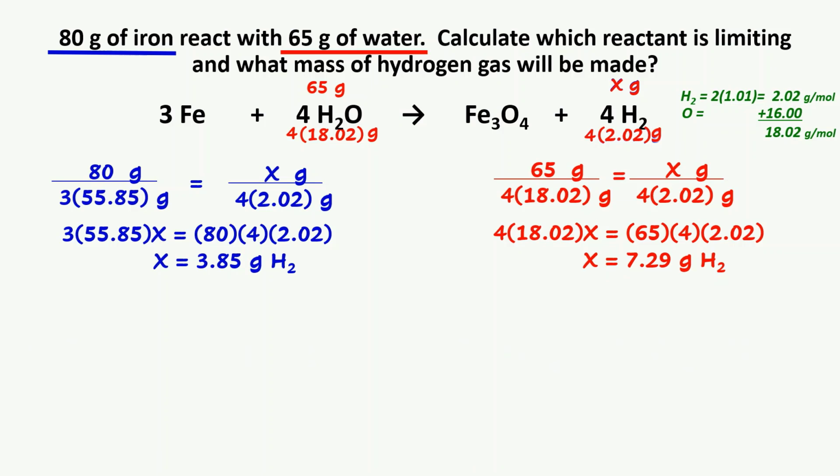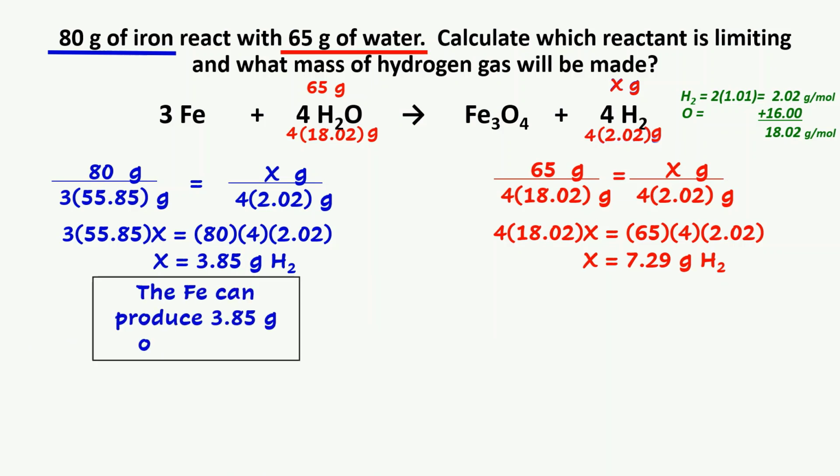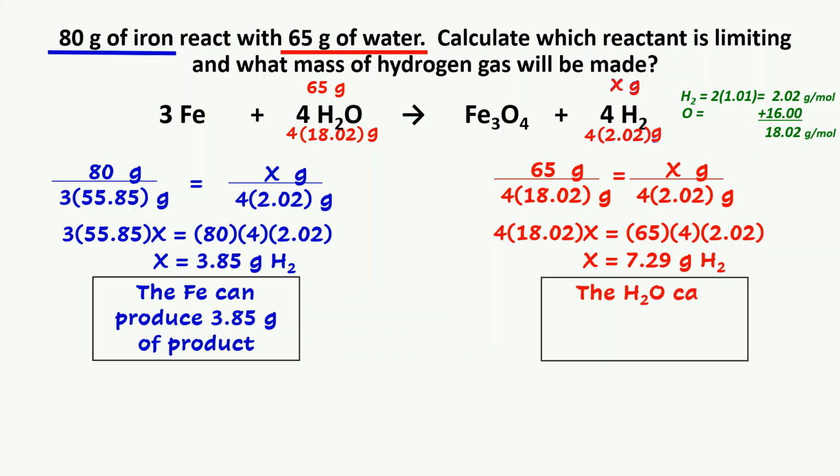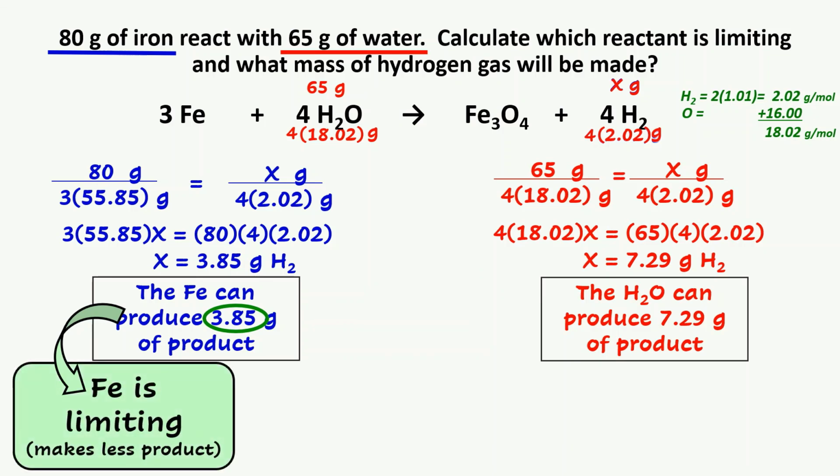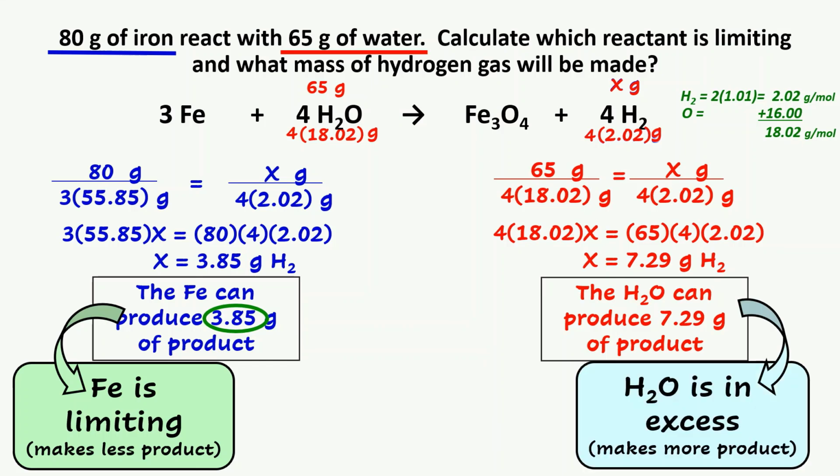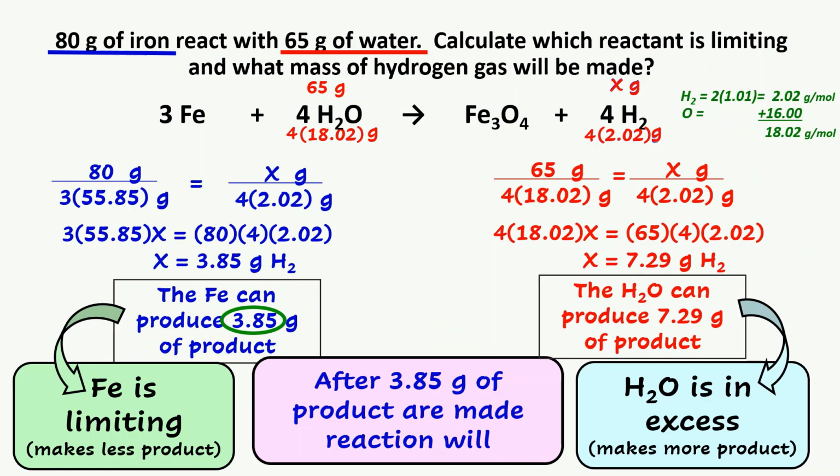So looking at our answers, we can see that the iron can make 3.85 grams of product before it runs out, where the water can make 7.29 grams of product before we run out of water. So the one that makes the least amount of product would be the iron at 3.85 grams. So the iron is going to be our limiting reactant. It's going to run out first. The water is going to be left over, so that's going to be our excess. And once we get to 3.85 grams of product, the reaction will stop.